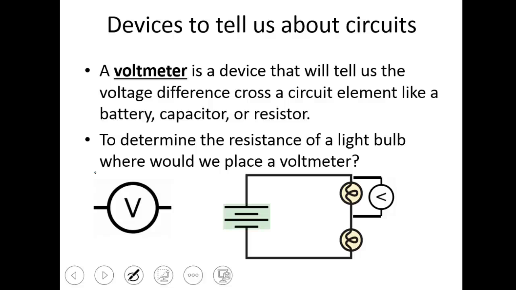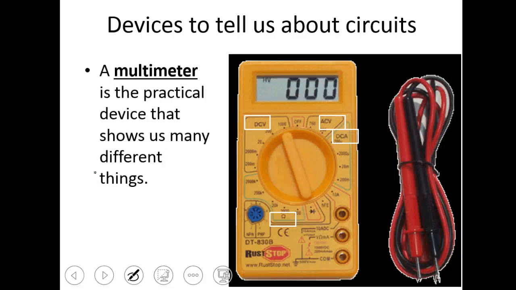So if I want to determine the resistance of a light bulb, I would put the voltmeter on either side of that light bulb, see what the voltage difference is across it, and then if I also have an ammeter and I know the current, then I can determine the resistance of that. Right? In the real world, we don't use ammeters and voltmeters, we use multimeters, which do both.